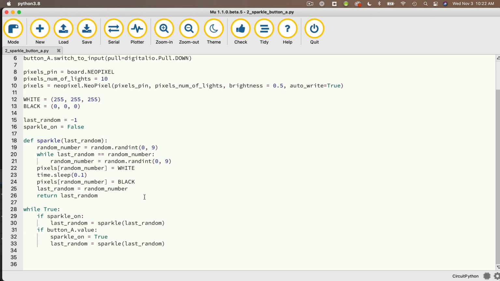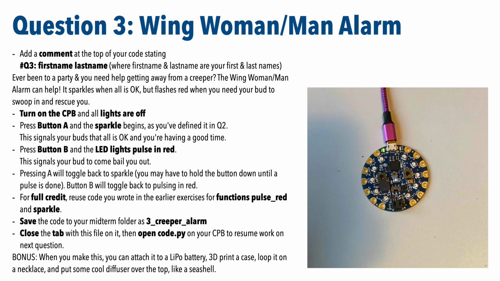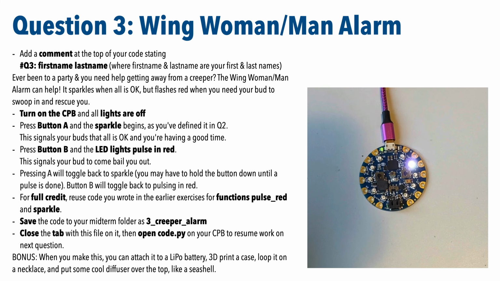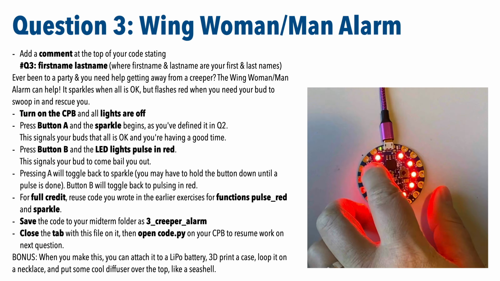And now let's put all this together in our Wingwoman Wingman alarm. So this built us up to question 3, and the idea behind this is you'll code a CPB so that it is a wearable. Now, we actually built this wearable in another class that I taught. If you 3D printed a case for the CPB and used a LiPo battery, you could hang this around your neck as a necklace. It's really not very heavy.